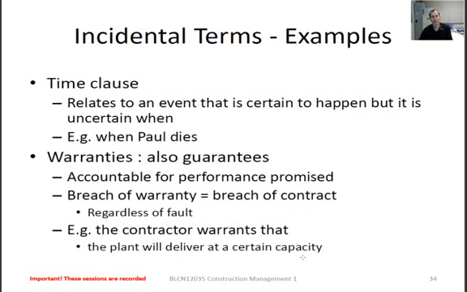A few examples of incidental terms: time restraints, meaning that after a specific date we're going to have liquidated damages, or alternatively, when something happens, a suspensive clause, if somebody dies, if it rains tomorrow, anything like that. The same with warranties, depending on the type of contract that we have. Breach of warranty is of course a breach of contract, and therefore it becomes problematic for us. So have a look at those. Lots of information in your textbook on warranties as well.